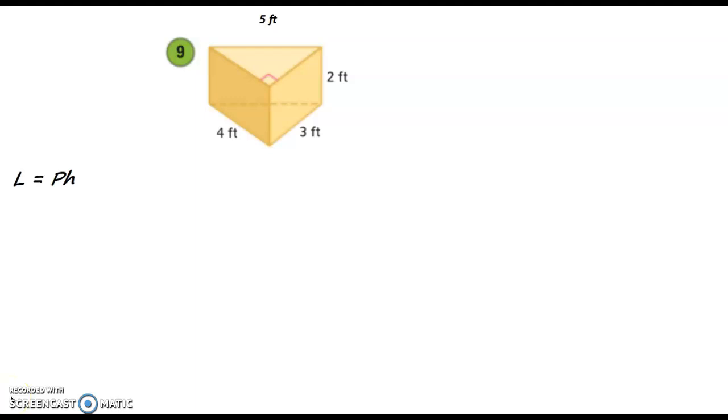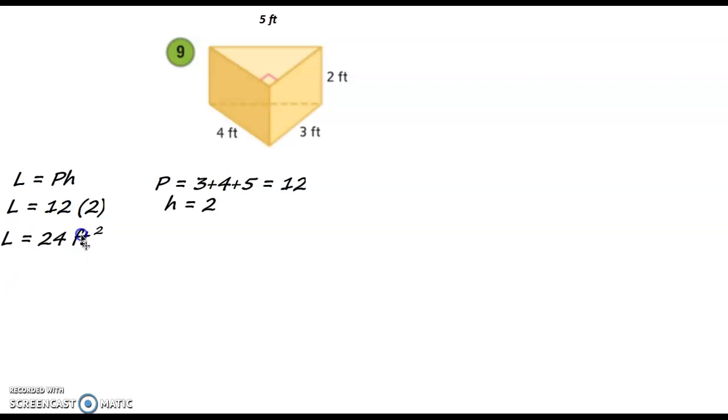Now that I know that the hypotenuse is 5, I can find the perimeter of that triangular base by simply adding them together. So the perimeter of that triangular base is 3 plus 4 plus 5, which gives me 12. I also know that the height of the prism is 2. So when I substitute those values in, I get a lateral surface area of 24 feet squared. Since I know my lateral surface area, that's going to make my total surface area a little bit easier.